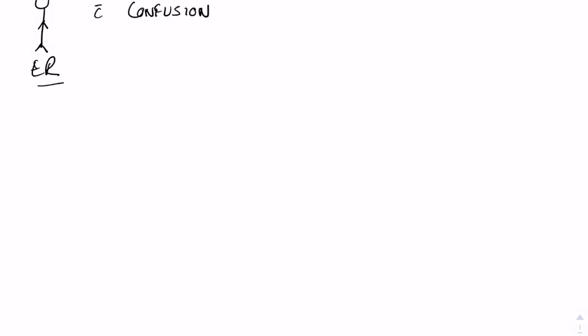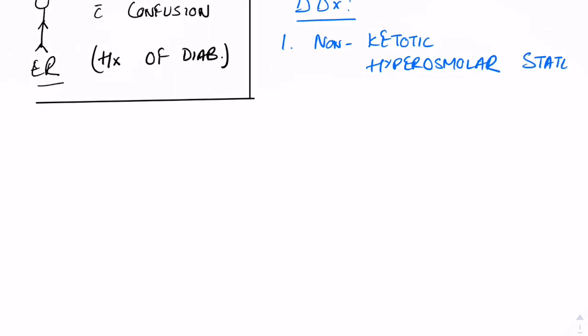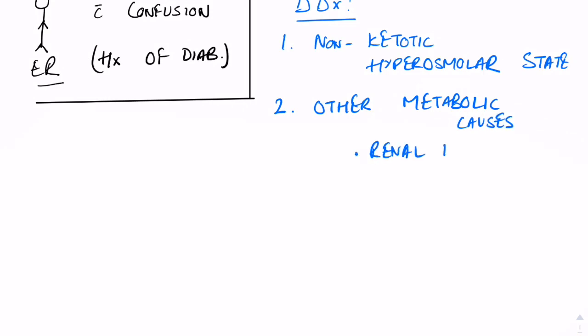So today we have a man in his 40s presenting to the ER with confusion, and it's given in his past medical history that he is a type 2 diabetic. So formulating the differential diagnosis for this case, the top one would be non-ketotic hyperosmolar state, which is more prevalent in type 2 diabetes mellitus.